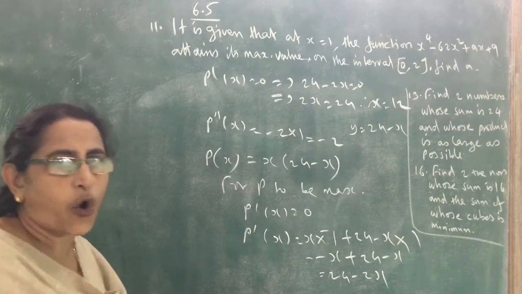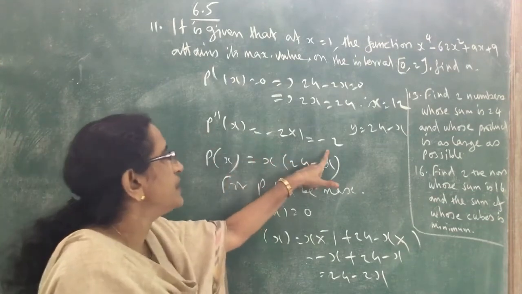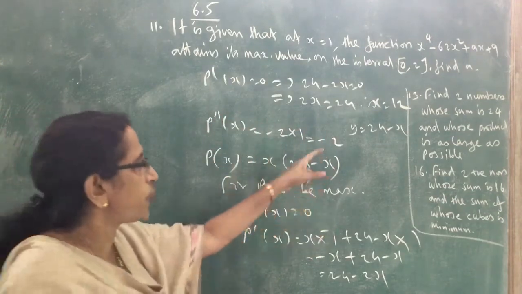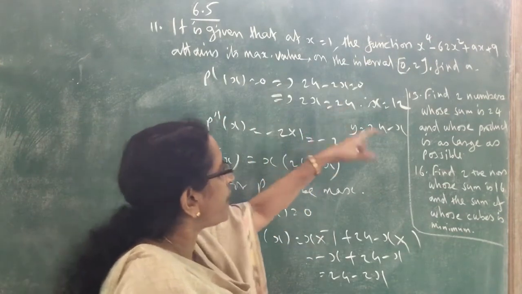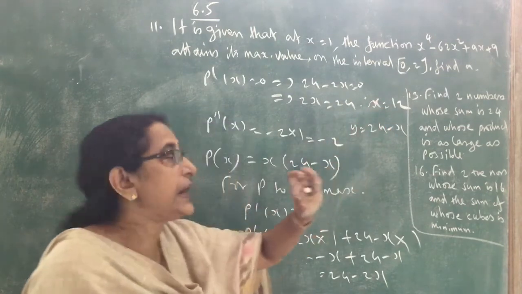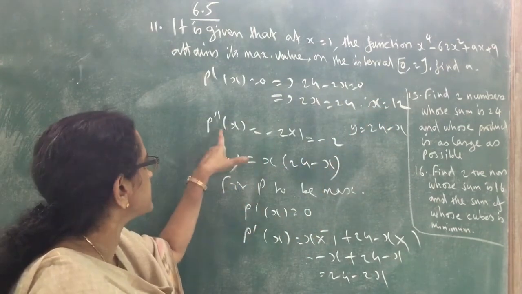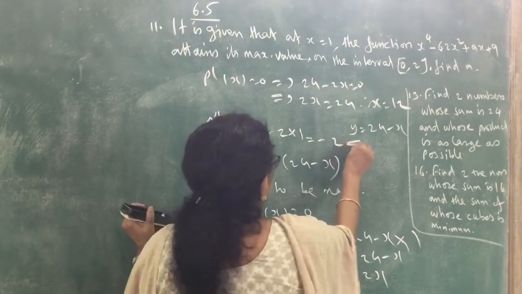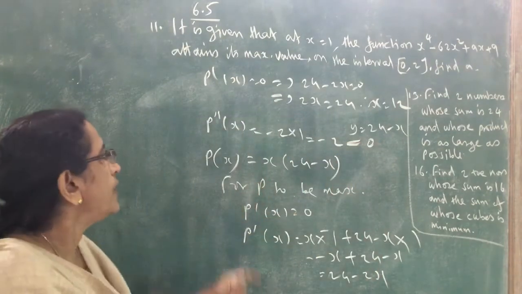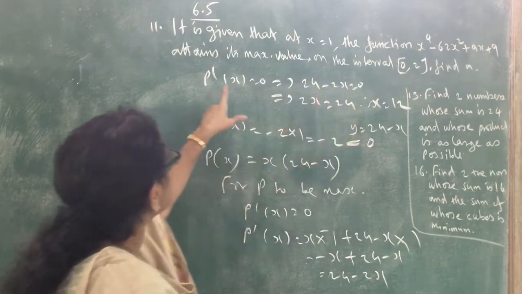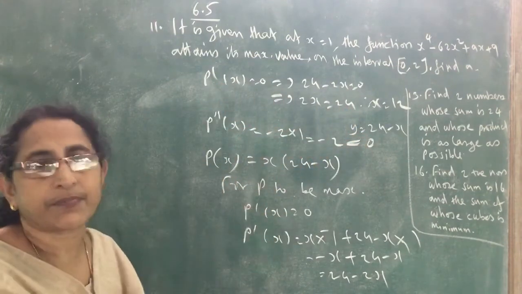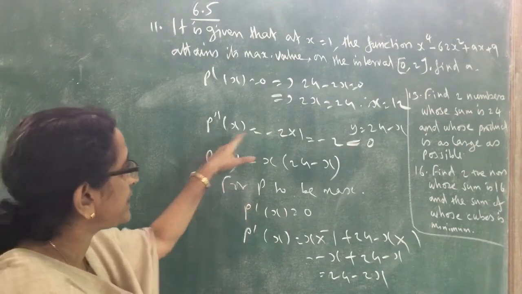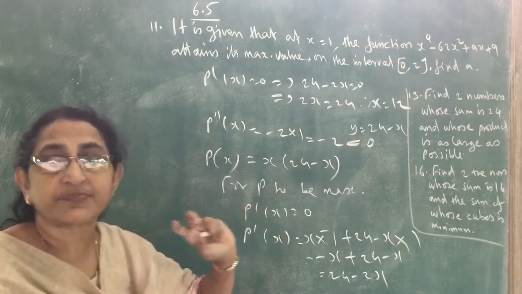So here it is a constant. Second derivative is a constant. So no need to substitute. There is no x here to substitute. So what value we got for x? 12. Since this second derivative equal to minus 2, which is less than 0, at x equal to 12, the function p of x is maximum. Second derivative less than 0 means p of x is maximum.